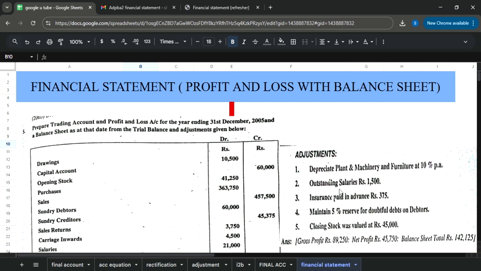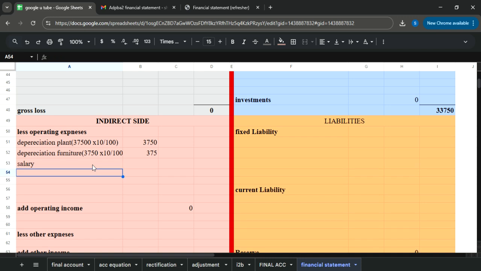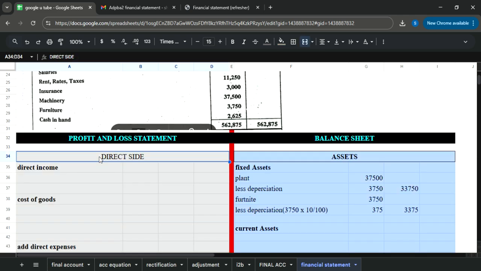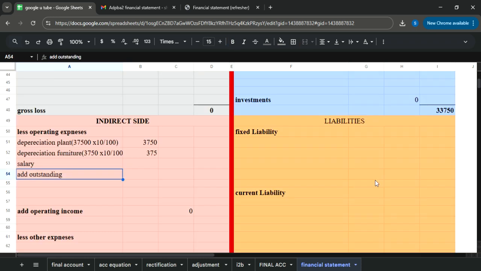Next is outstanding salaries. Salaries are an indirect expense. Again, you will choose this side, and here first you will mention salary. Since it is outstanding, the outstanding would be added first. How much the outstanding amount is, that is mentioned in the adjustment. Look here, 1500 is outstanding. So here you will put the amount of outstanding, which is 1500.